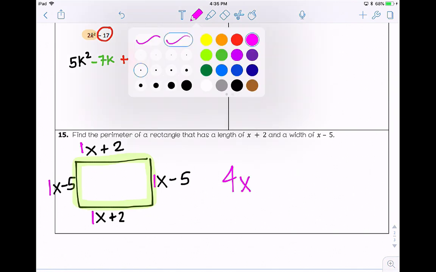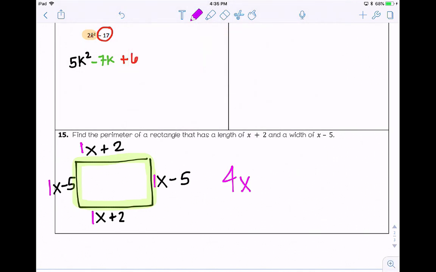And then my other pieces are all constants. So if I have a constant of positive 2 and positive 2, you might want to write that out. That's 4. And then you have a negative 5 and a negative 5. That would be negative 10. So 4 and negative 10 would make negative 6. So the perimeter of this rectangle would be 4x minus 6.